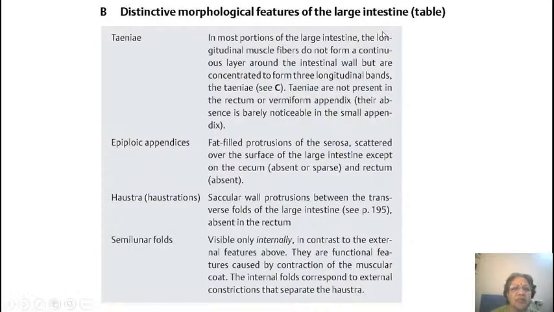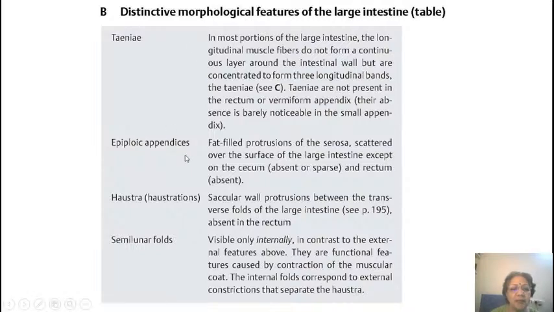So on the outside we said there are tinea, which are the longitudinal muscle fibers which do not form a continuous layer. I do not have the picture here, I'm sorry. This is the next one. Tinea are not present in the rectum and the appendix, where we didn't see them, but definitely present in our sigmoid colon.